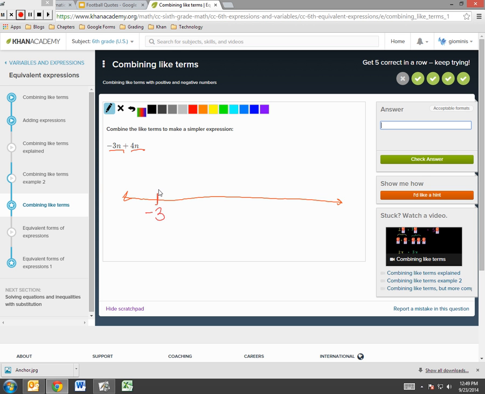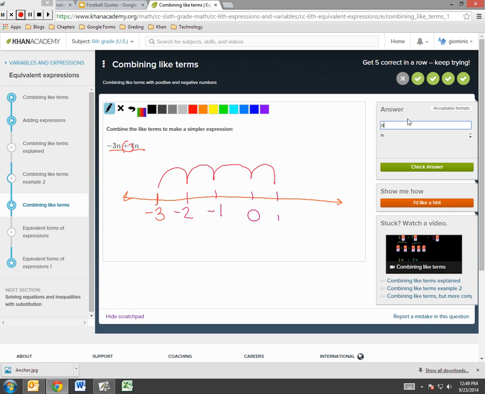That means I need to jump 4 spaces on a number line. And because I'm adding positive 4, it means I move to the right. So 1, 2, 3, and 4. If I go 1 to the right on the number line, I'm getting bigger, so that would be negative 2, negative 1, 0, and 1. So all I have left is 1n, which I can just call an n.